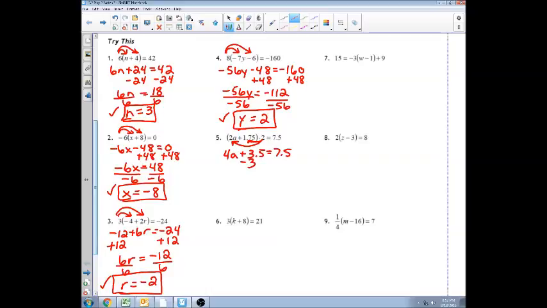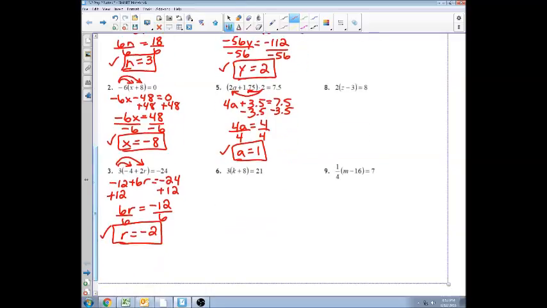Need to go ahead and subtract my 3.5. 4a would equal 4. Divide by 4, divide by 4, and a should equal 1. If I put 1 in for a, that would be 2 times 1 is 2, plus 1.75, so I'd have 3.75 times 2 is 7.5. So my answer is good. Remember, you can always check these by typing them straight through in your calculator. Just remember to put parentheses where you need to.